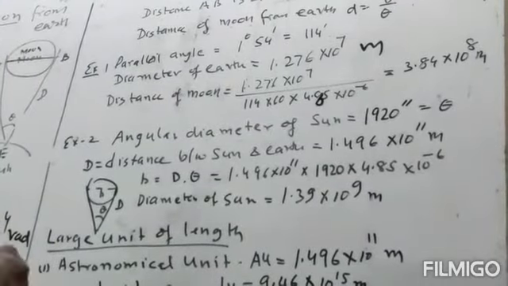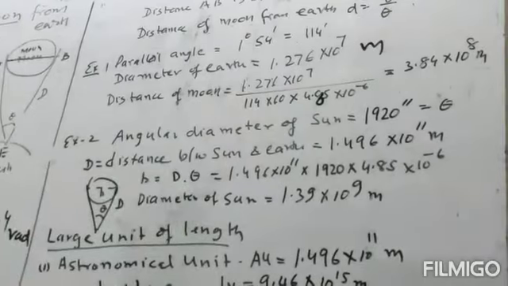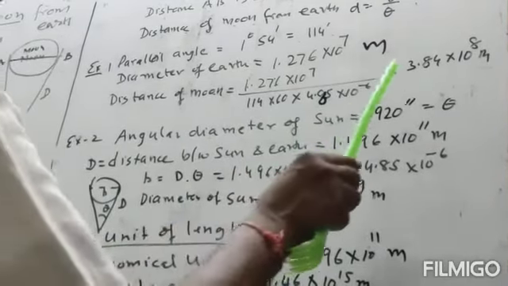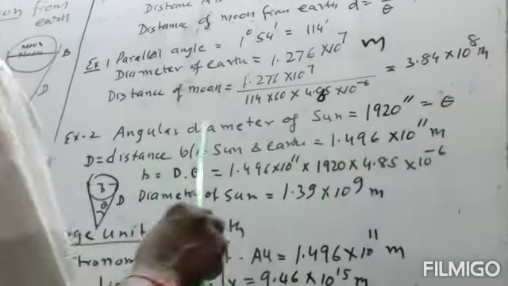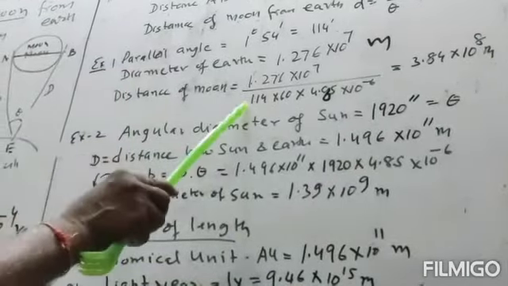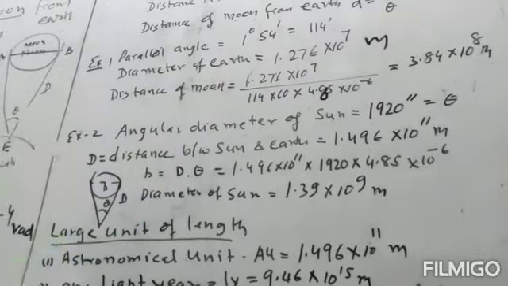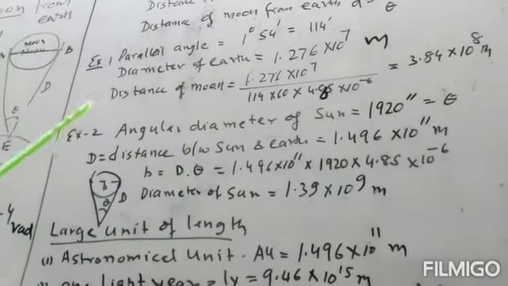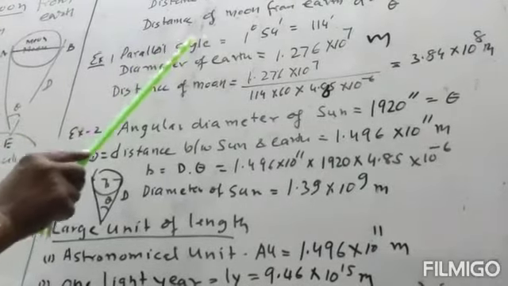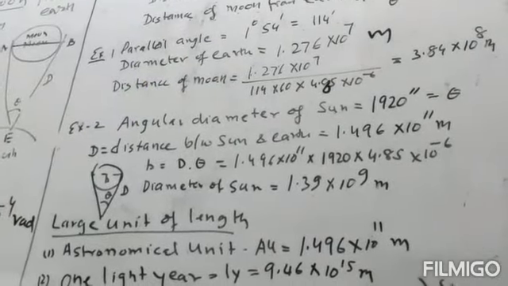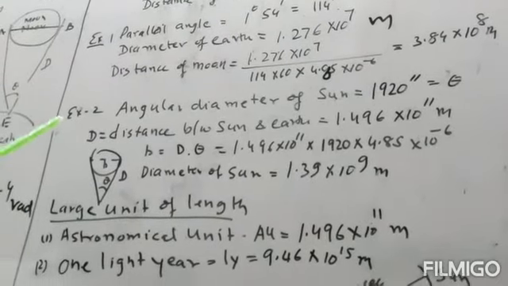4.85 into 10 raised to minus 6, and we calculate it and it will be equal to 3.84 into 10 raised to 8 meter. So we can find the distance of moon from the earth by knowing the parallax angle and diameter of the earth. Now we take the second example.